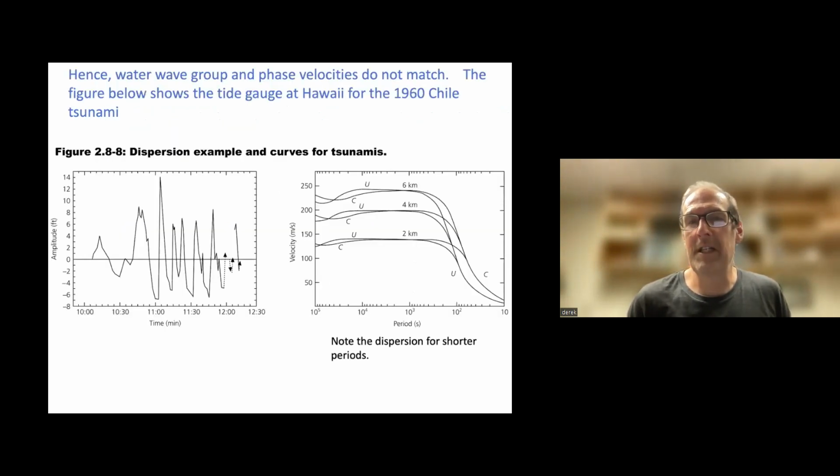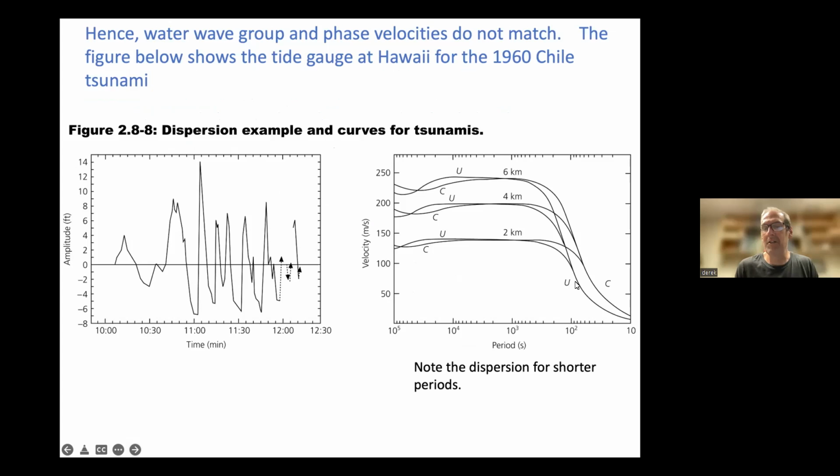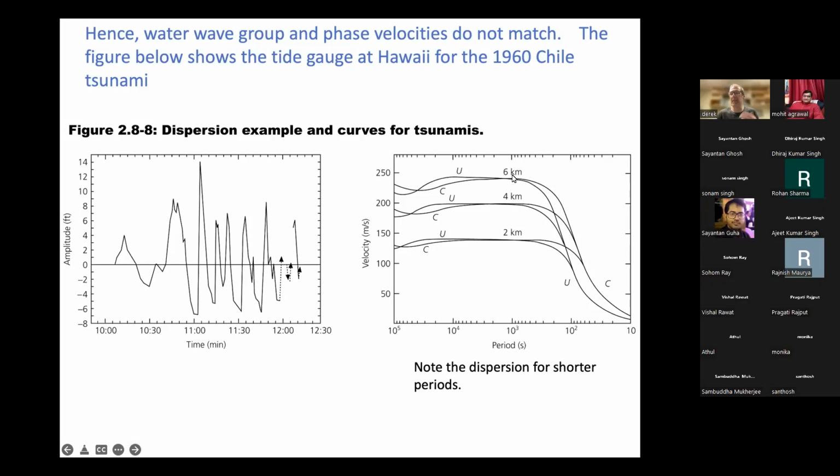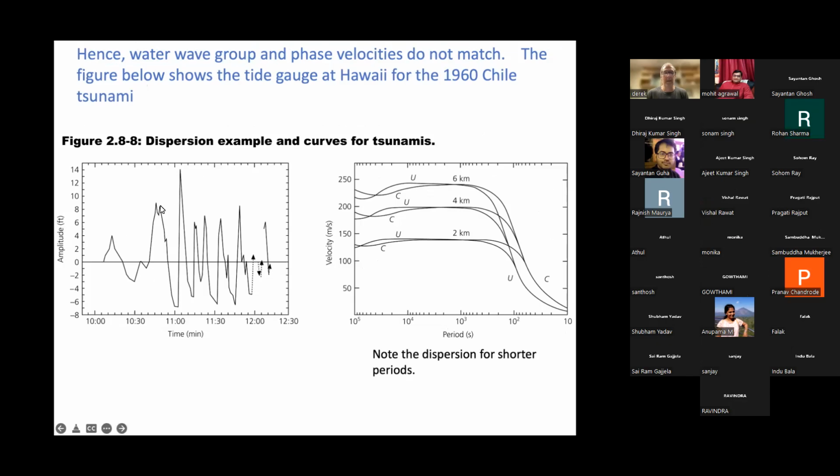So water wave group and phase velocities do not match, especially at shorter wave periods. Here we see the phase velocity and group velocity for shorter periods, and the phase velocity is more than the group velocity. The 2 kilometers, 4 kilometers, and 6 kilometers give the depth of the oceanic floor. The left plot shows an example from a tidal gauge. It's not a very smooth reading, but it does show the longer period waves coming in first, followed by shorter period waves.